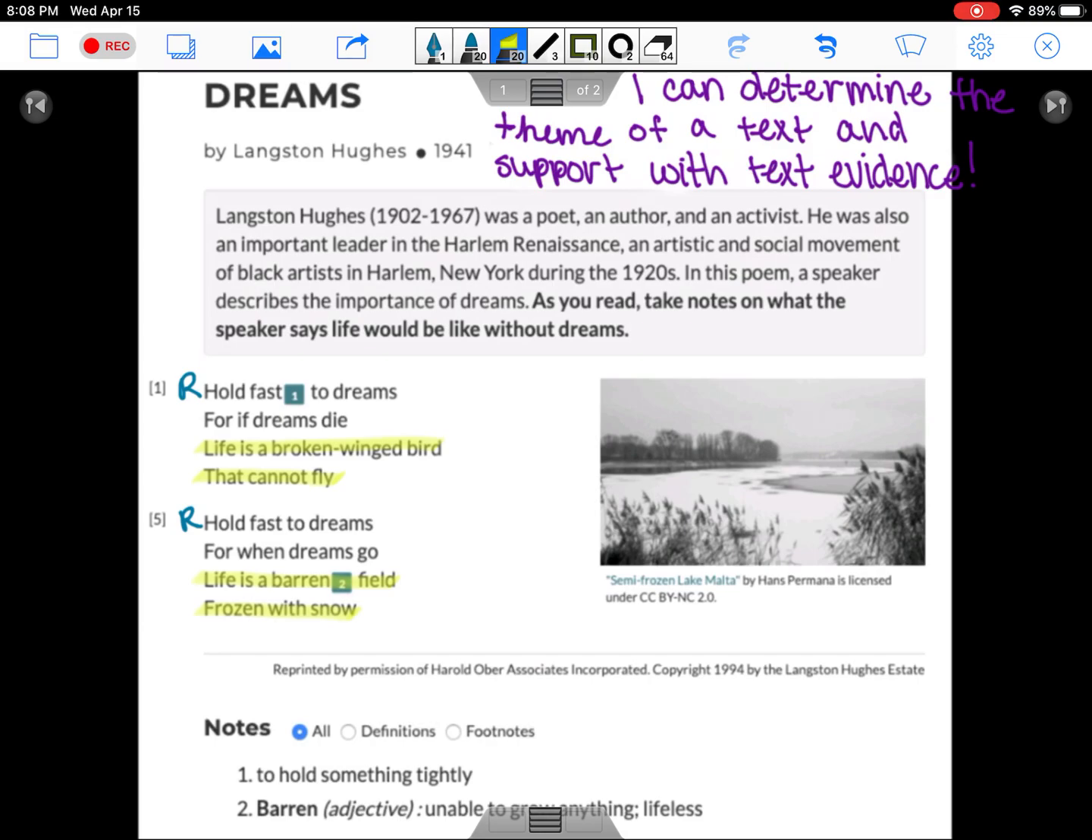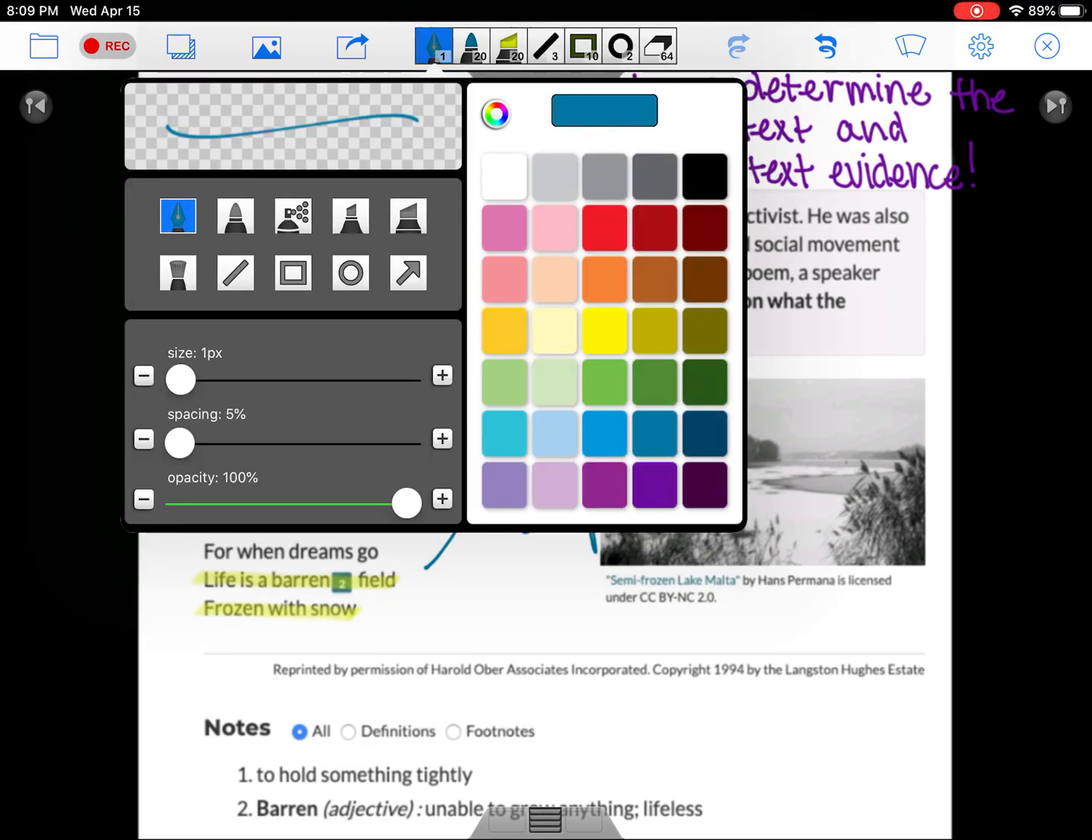So these are really just going to show you it's saying life is. It's not saying life is like a broken-winged bird or life is like a barren field. It's saying life is. So these are definitely metaphors. The author here, or the speaker I should say, is comparing life without dreams to broken-winged birds and barren fields by saying that they are those things. So those are some really good ways that we can dig in.